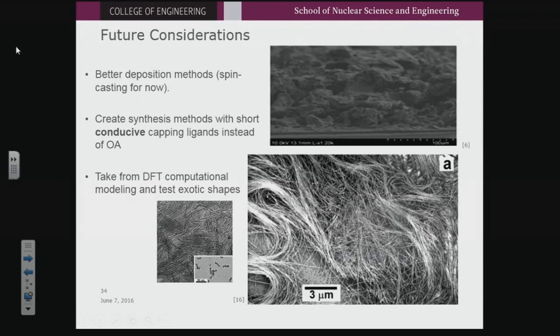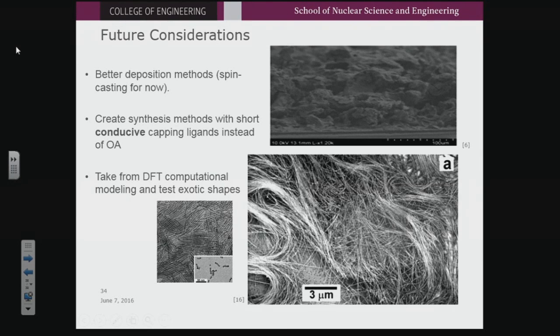So in the future, better deposition methods. Right now, spin casting is the best, but perhaps maybe we could even think outside of the box. Maybe some sort of curing methods can be produced where we're not dropping things together. It's hand in hand with the synthesis methods, really. We need to create synthesis methods with short conductive capping ligands instead of the oleic acid, and maybe make a material out of a mixture of better methods in general.